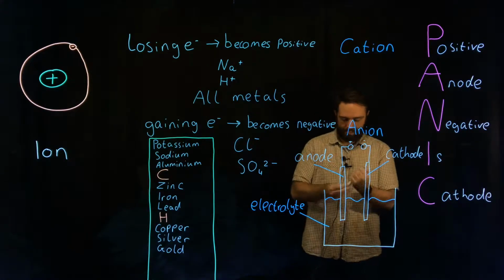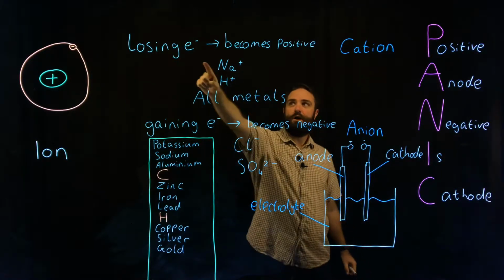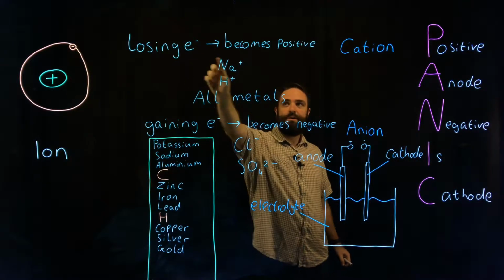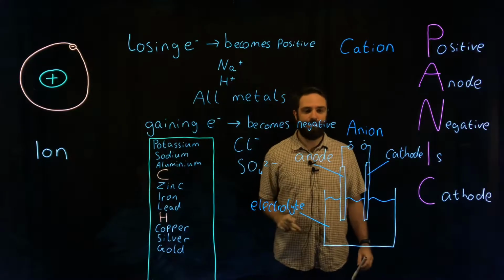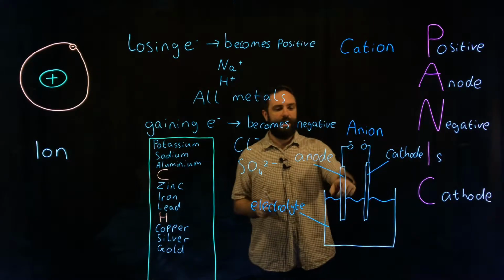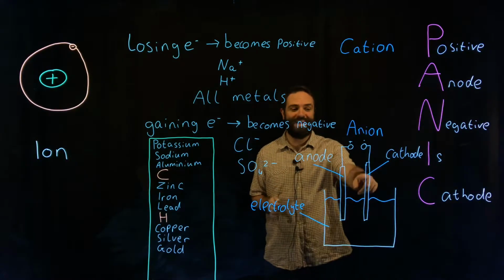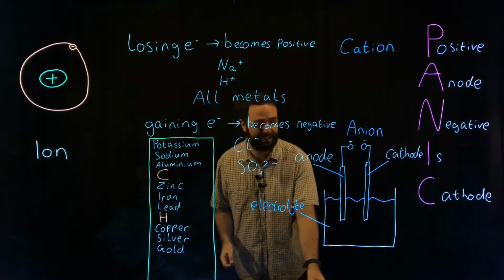Now, opposites attract. So we have our positive ions, for example, sodium, hydrogen. They are going to be attracted to our negative electrode, which is the cathode.